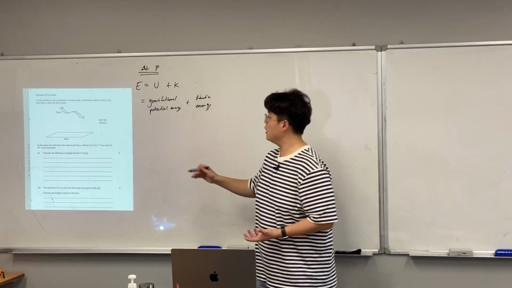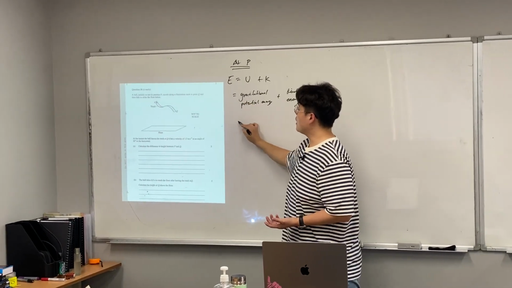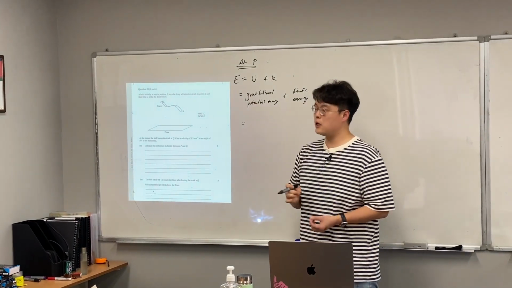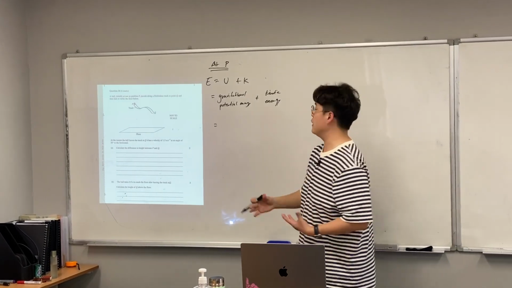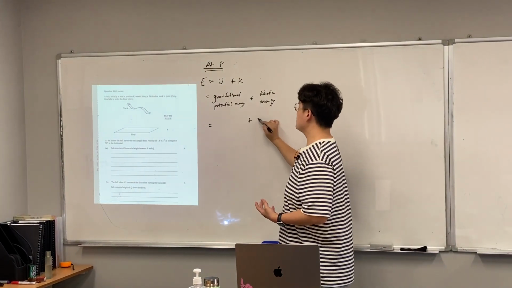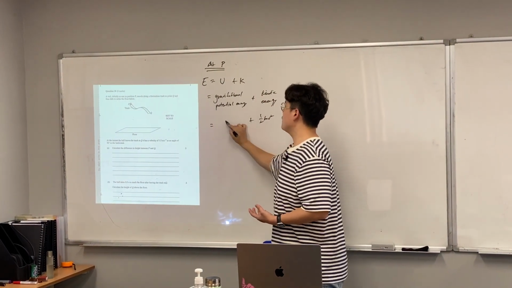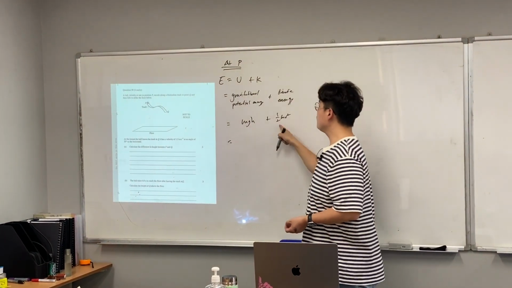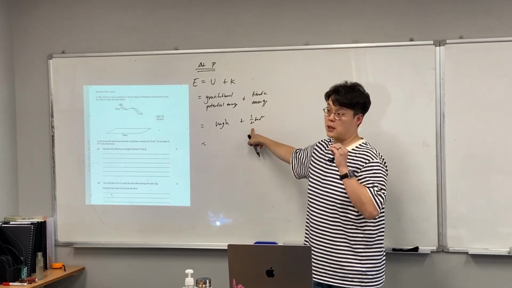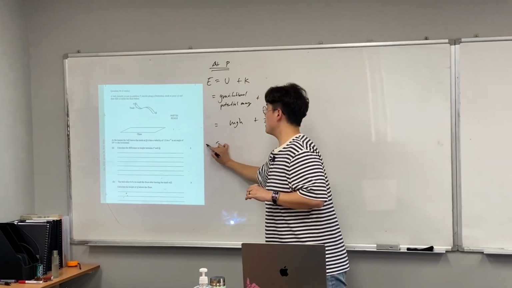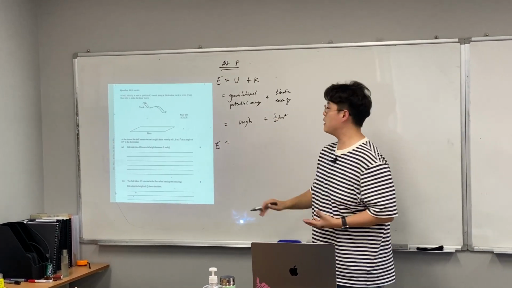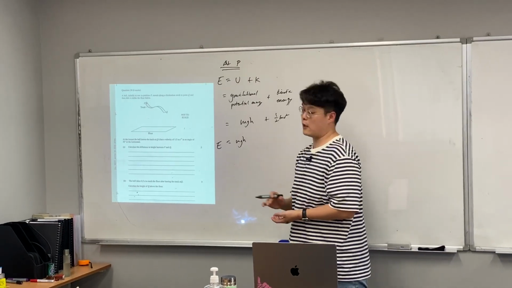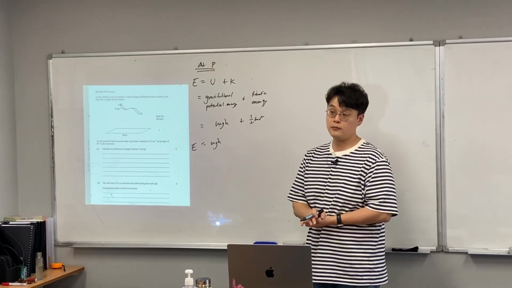Does that make sense? Okay, so at P, let's get the total mechanical energy. As the ball at P is stationary, it's not moving, the formula is mgh plus half mv squared. But at P, the half mv squared is 0 because it's not moving. So we can just say the total mechanical energy is the same as U, which is the mgh value. Does it make sense? Okay.